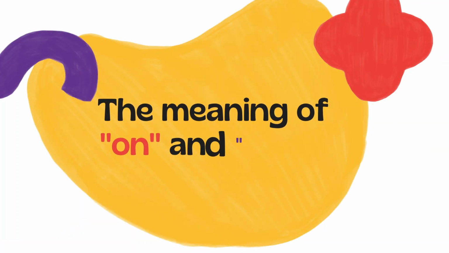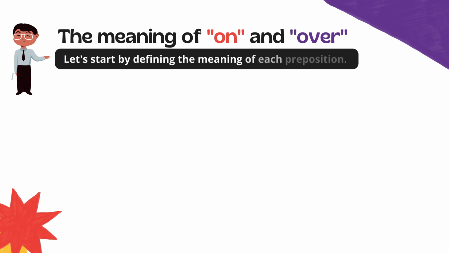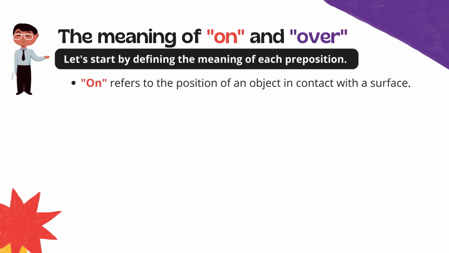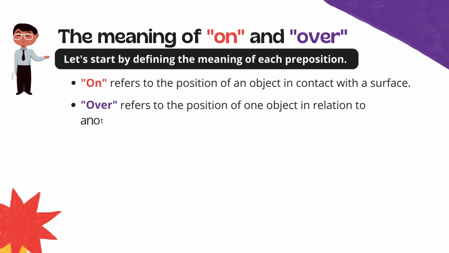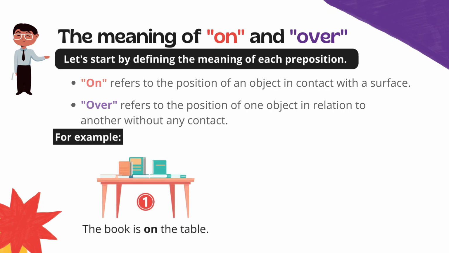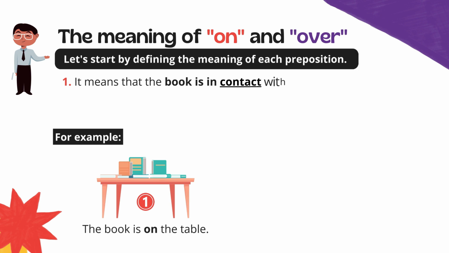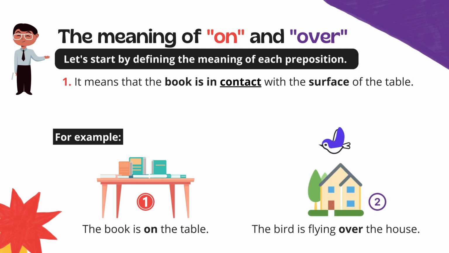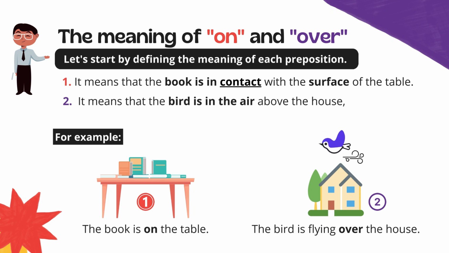The meaning of on and over. Let's start by defining the meaning of each preposition. On refers to the position of an object in contact with a surface, while over refers to the position of one object in relation to another without any contact. For example, if we say the book is on the table, it means that the book is in contact with the surface of the table. On the other hand, if we say the bird is flying over the house, it means that the bird is in the air above the house without any contact between them.